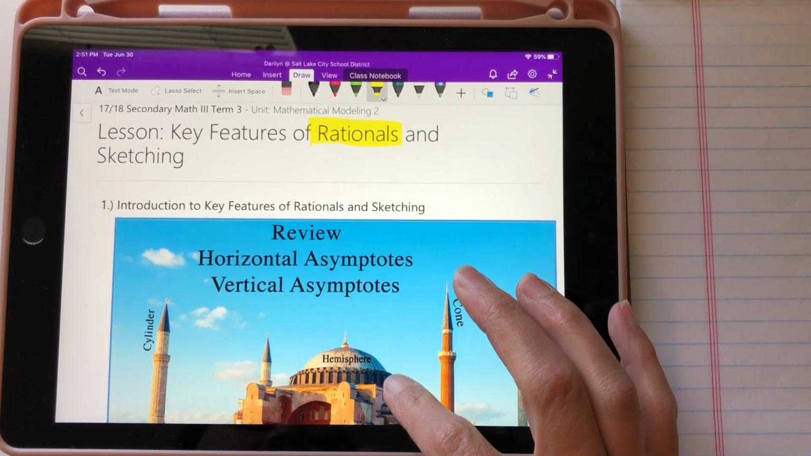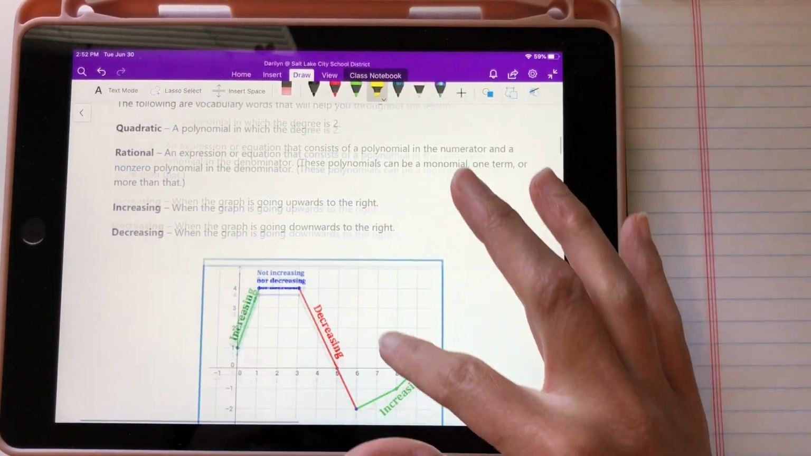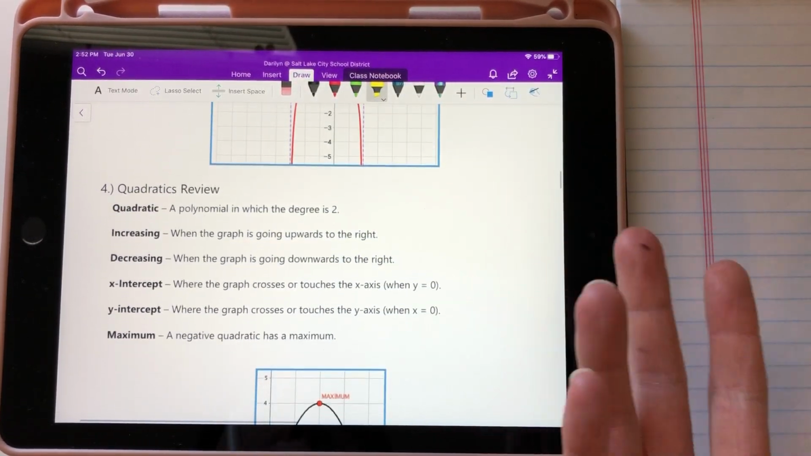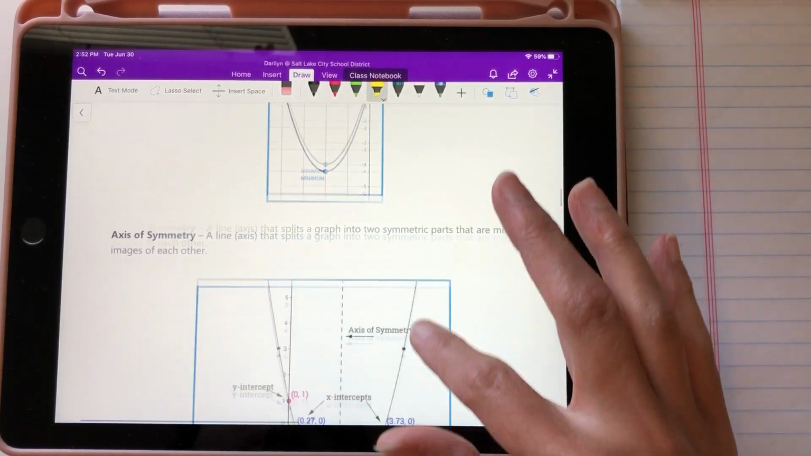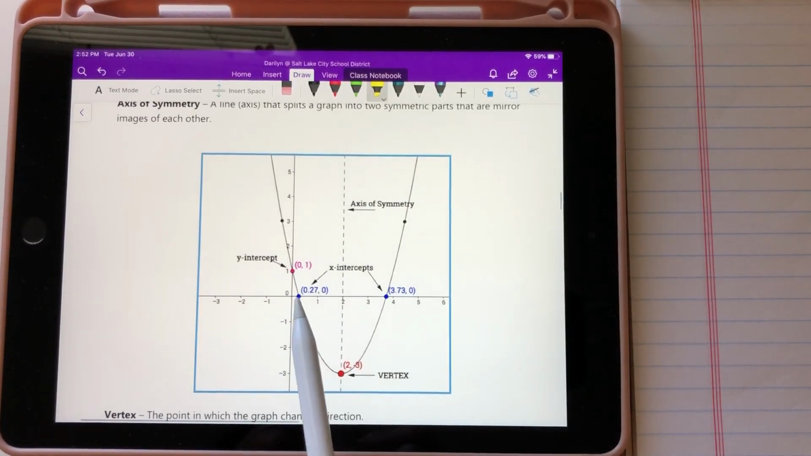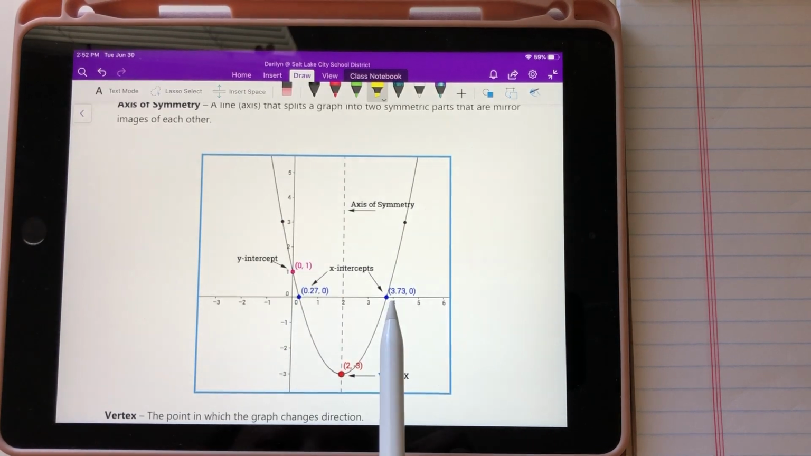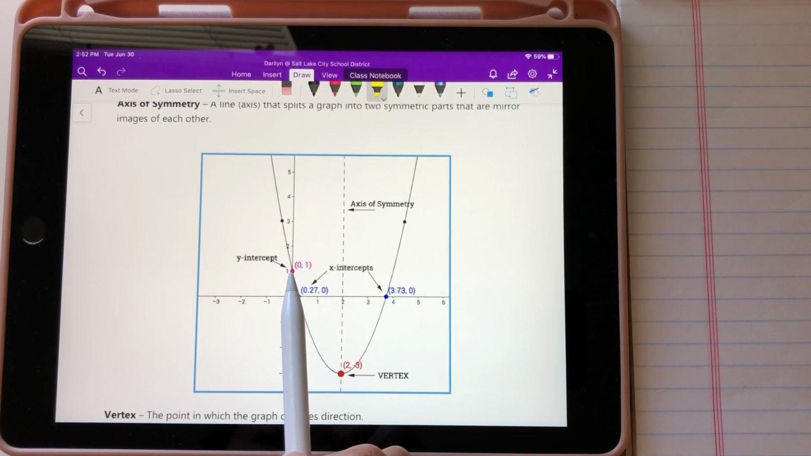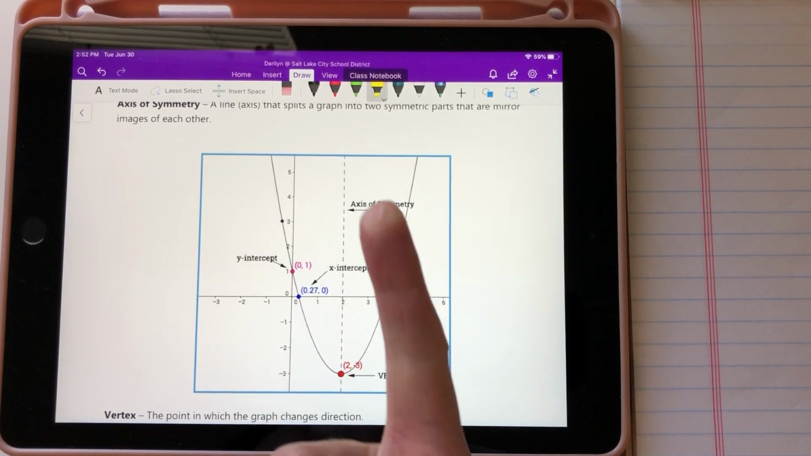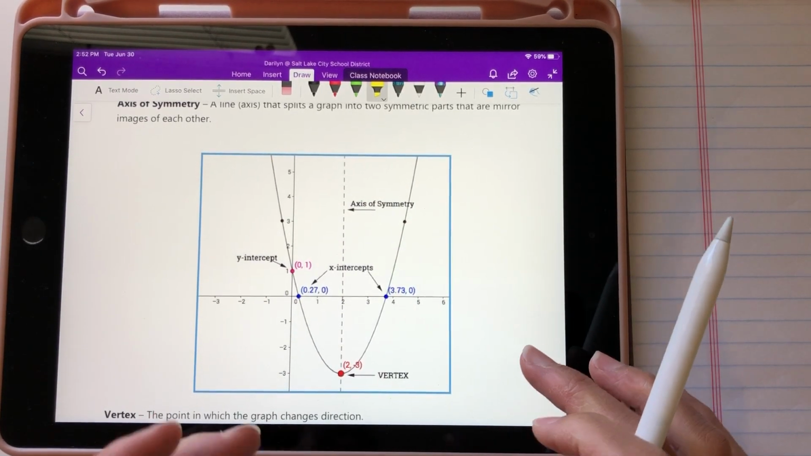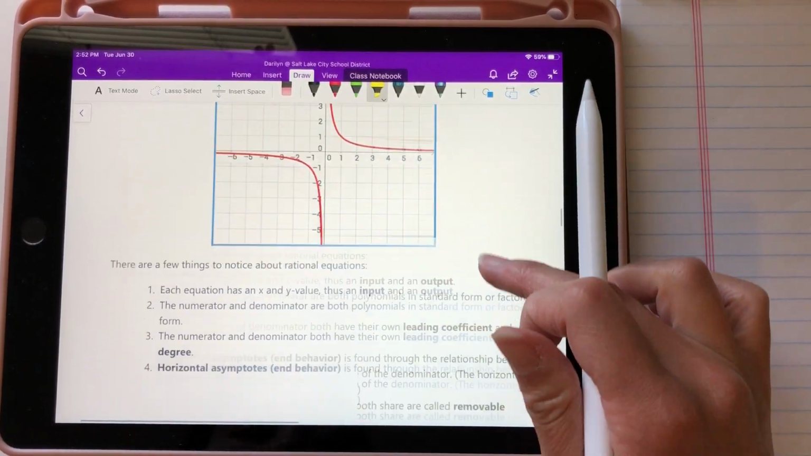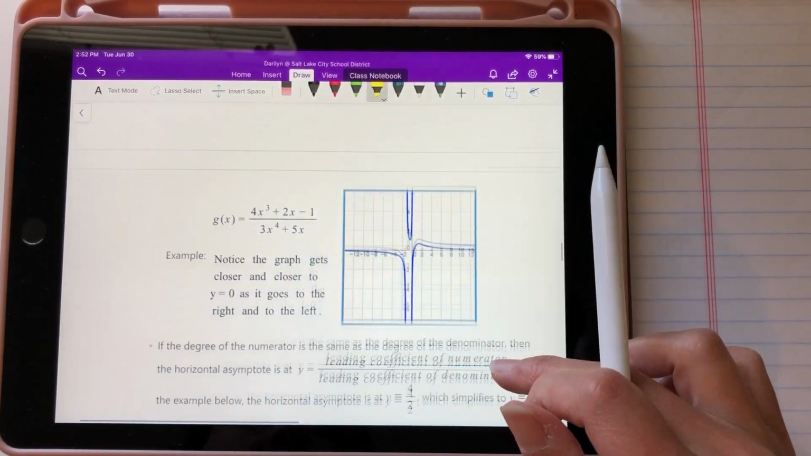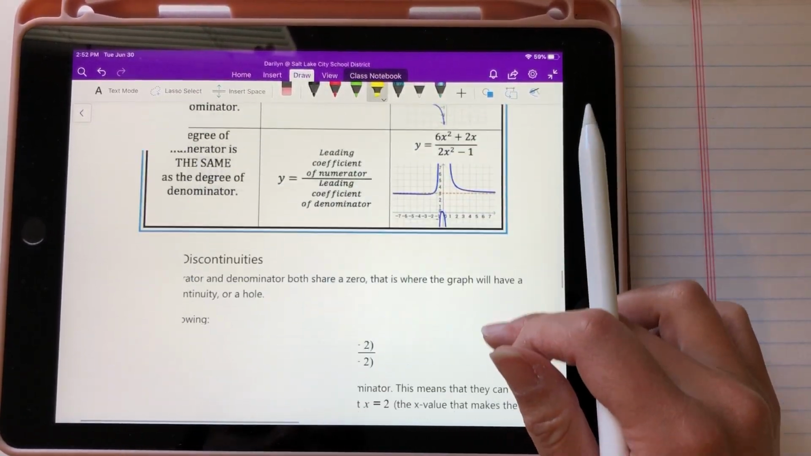A rational graph or rational equation graph would have a variable in the denominator, and that's what we're going to look at today. So there are a lot of different concepts we have to remind ourselves of when we're dealing with rationals. For example, x-intercepts are where the graph crosses or touches the x-axis. Y-intercept, where the graph crosses the y-axis, there can only be one. And there are a couple other things that we're going to talk about as well.